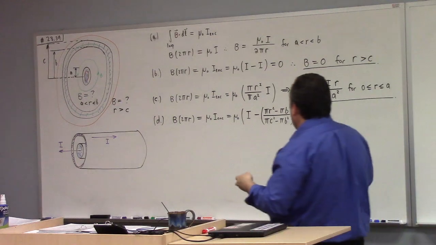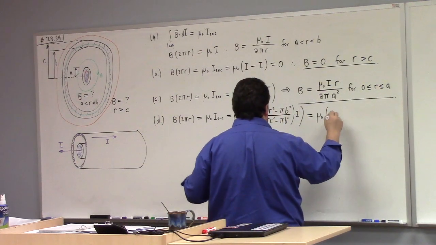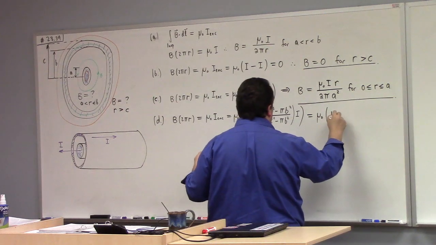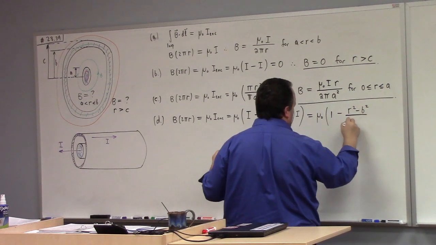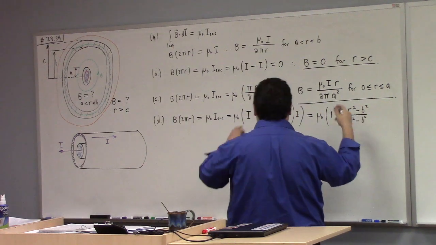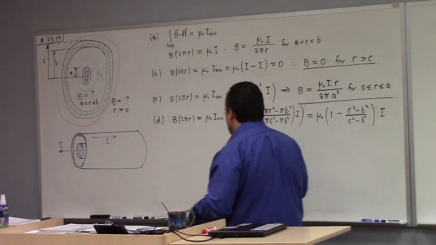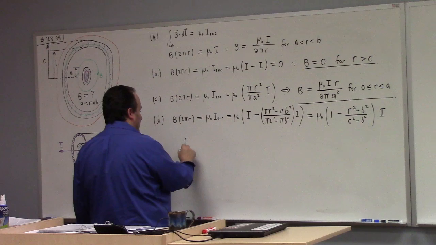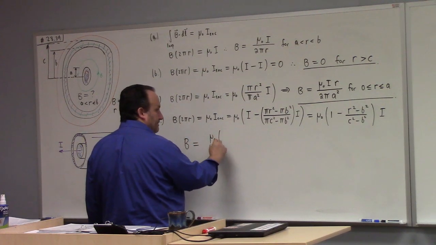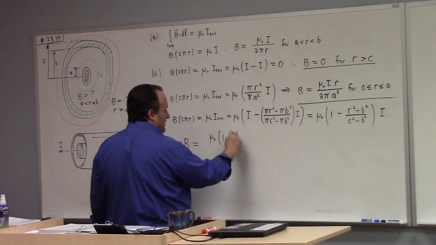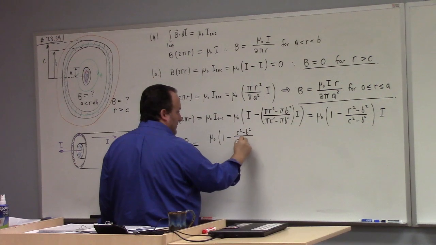So we can simplify this a bit. That's mu naught times I times 1 minus (r squared minus b squared) over (c squared minus b squared). Cancel all the pi's out, and I factor the I out like that. And so the magnetic field is equal to mu naught times that mess, which we could make into a single fraction, but I just don't care to do that algebra at the moment, so forgive me.